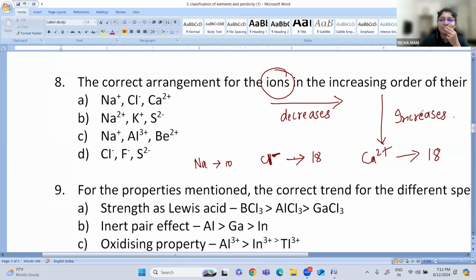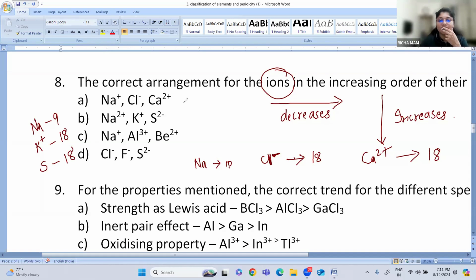Now, what is the increasing order of this? Here you can see this is 10, this is 18, this is 18. Now let us see the second one. Na plus 2, Na will be 9. Then K plus is 19, so plus, this will be 18. The number of electrons will be 18 here. Then sulfur is 16, minus 2 means again 18. So here also there is no proper increasing order.